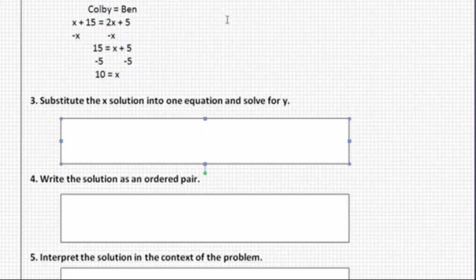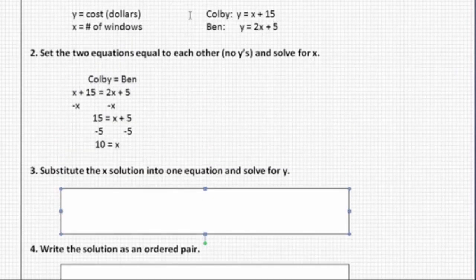So go ahead and do that. You can pick either equation, either Colby or Ben's, plug it in, and see what y equals. Pause the video if you need to do that, and then resume the video when you're ready to check your work with mine.